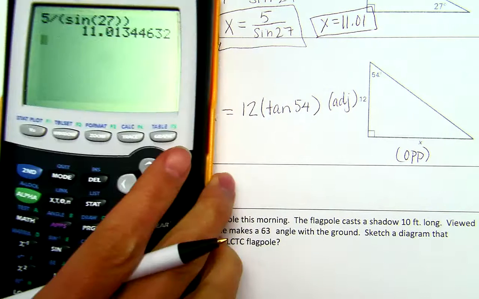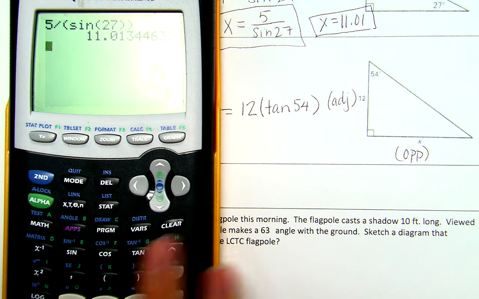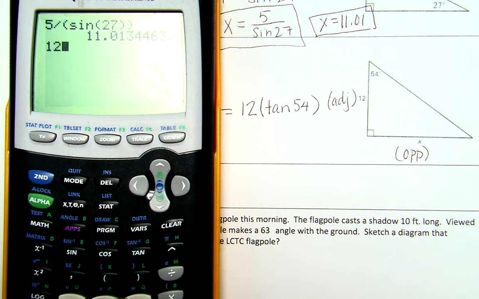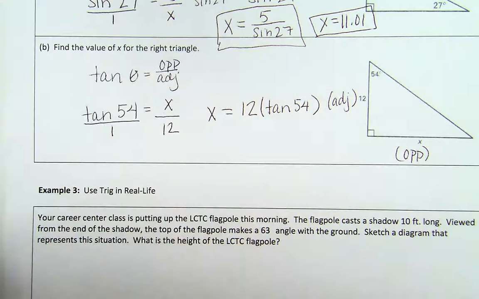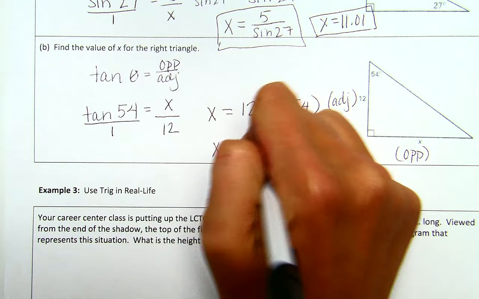Use my calculator one more time. 12 times the tangent of 54 is equal to 16.52. So x is roughly 16.52.